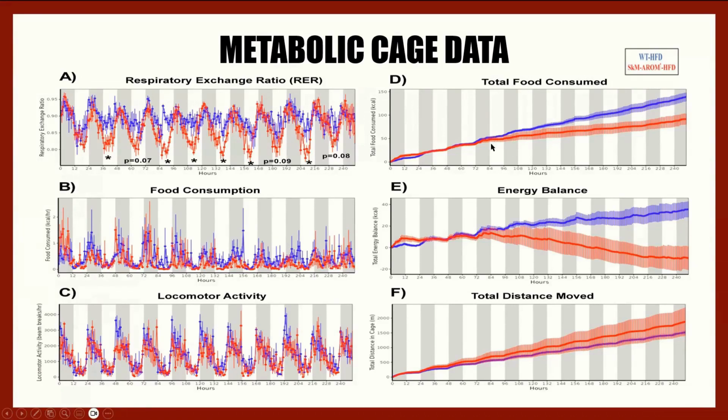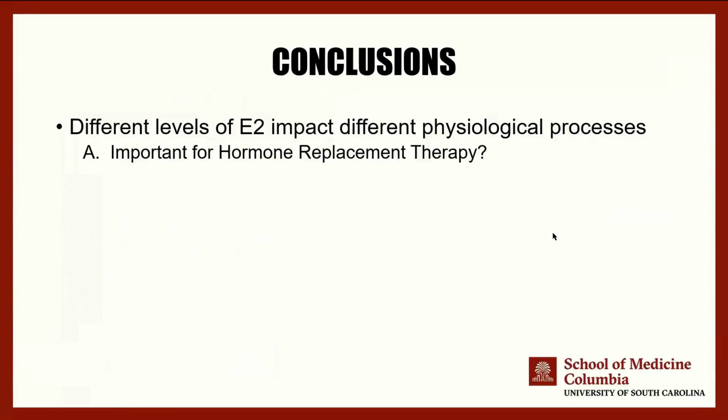But interestingly, we saw a decrease in total food consumed, which led to a negative energy balance. This did not impact physical activity, but it impacted food intake, suggesting that there was a central effect of E2. Okay, so different levels of E2 seem to impact different physiological processes, whether that be in the periphery, such as bone mineral density or adipose tissue inflammation, or centrally when it comes to food intake. So why is this important for hormone replacement therapy? Well, I will discuss that in the next couple of slides.